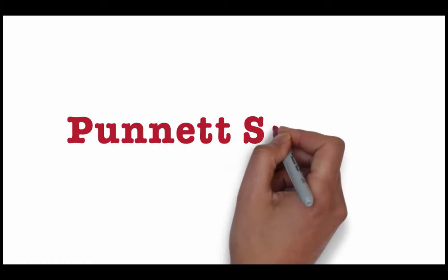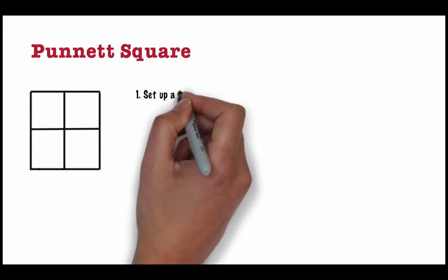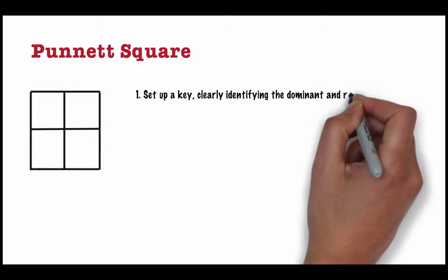The Punnett square is a diagram that is used to predict the offspring of a particular cross or breeding experiment. The diagram is used by biologists to determine the probability of an offspring to have a particular genotype. Here are the steps I encourage you to use as you work through the problems.